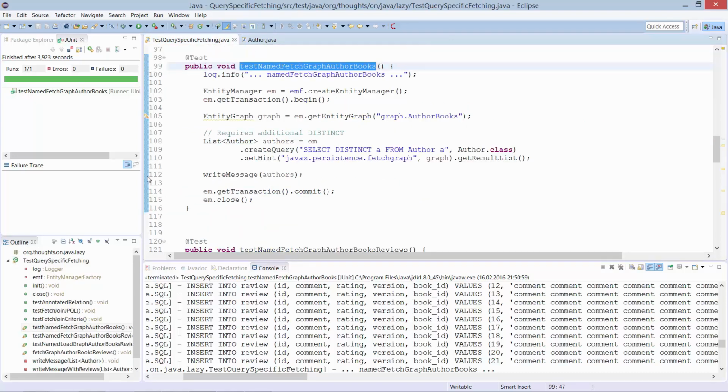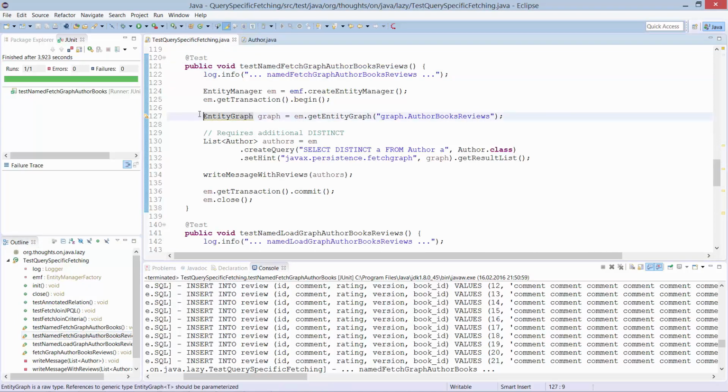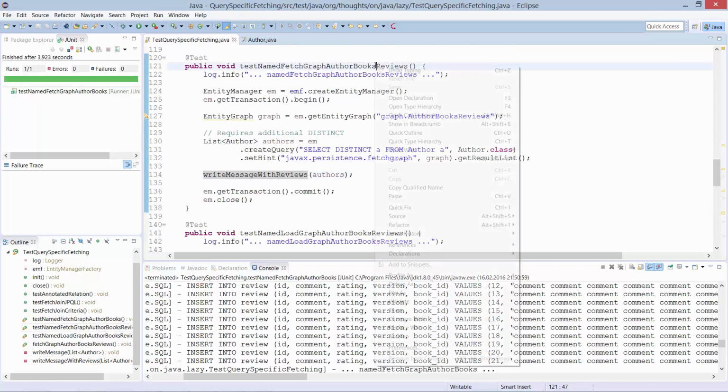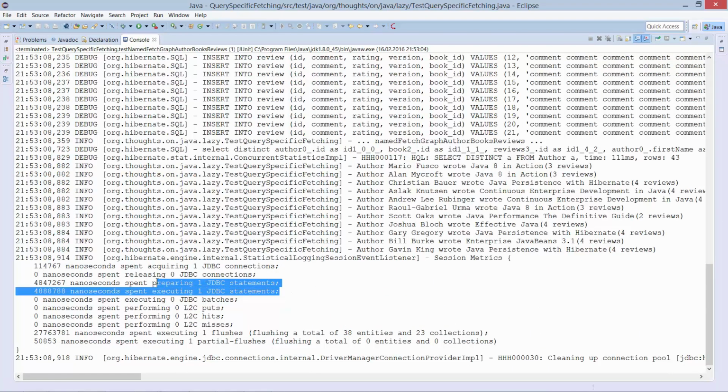I used this graph in the test named fetch graph author books reviews method. There are two differences compared to the previous test method. I of course changed the name of the used named entity graph, and I use a different method to write the log message. This one also logs the number of reviews of each book. Everything is identical to the previous method, so let's just run it and have a look at the log output. You can see in the session metrics that Hibernate got all authors and their books with all their reviews within one query.